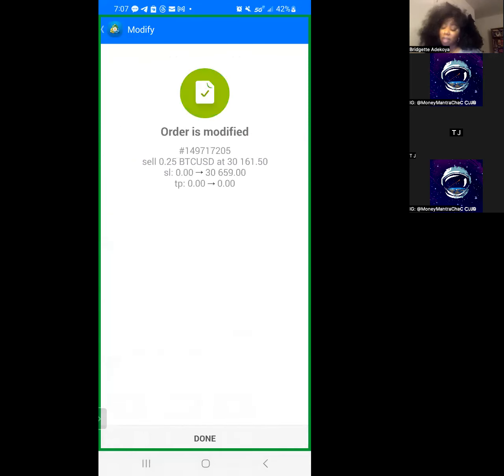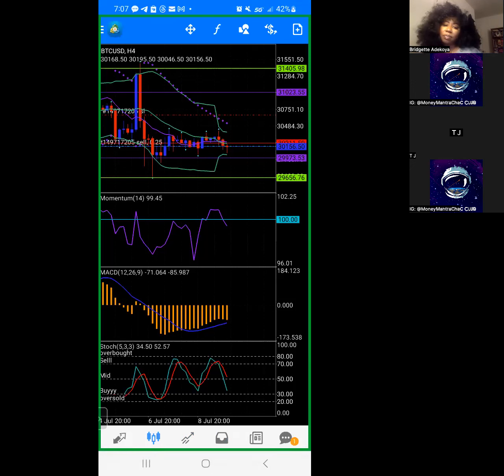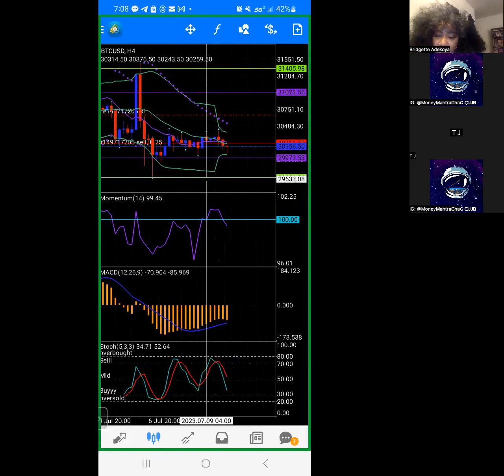Then you just click modify and then it modifies your order. Okay, here. Then we can go back here and we can decide on what we want our TP to be. Based off of there being a support right here, and then you also have a support down here, where would you put your TP? Okay, T says TP 29 882.